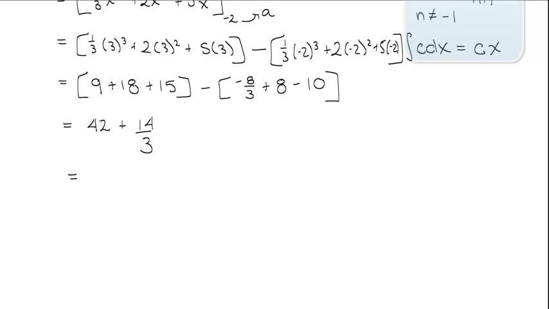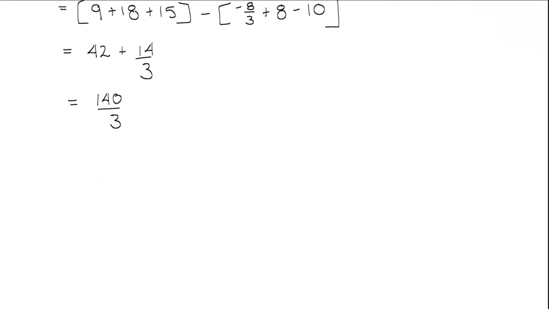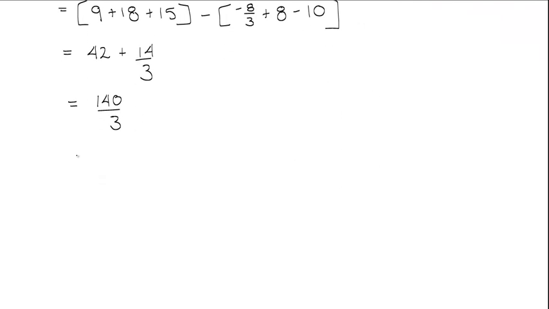So now to add 42 to 14 over 3 into a fraction, we multiply 42 by 3, which is 126 over 3, plus 14 over 3. And 126 plus 14 is 140 over 3. Now, I usually just leave it as a fraction, but if your professor asks you to put your answers into decimals, this answer is approximately 46.7, rounded to 1 decimal point.